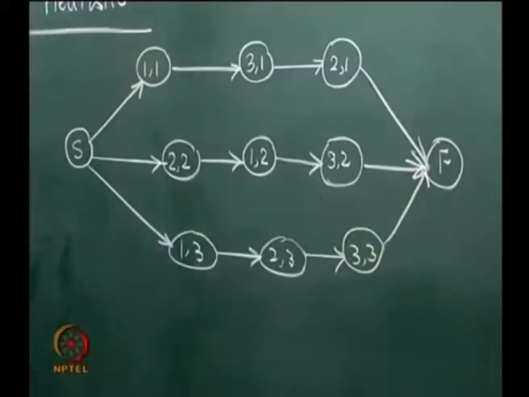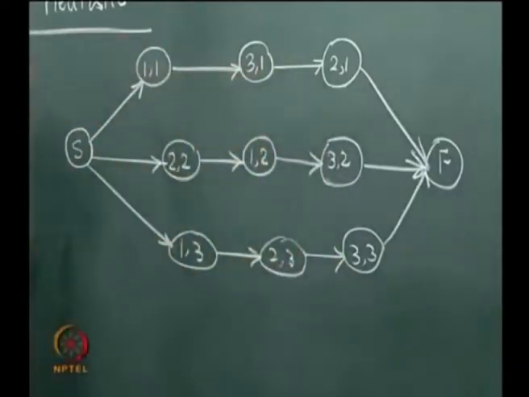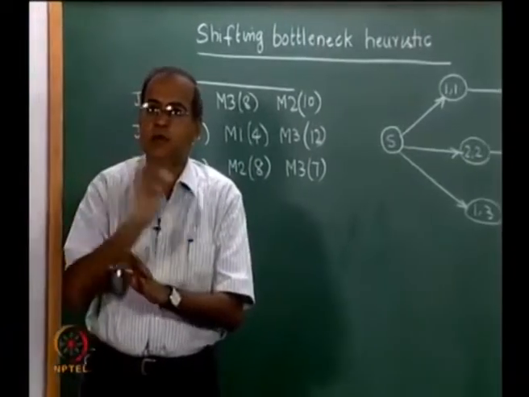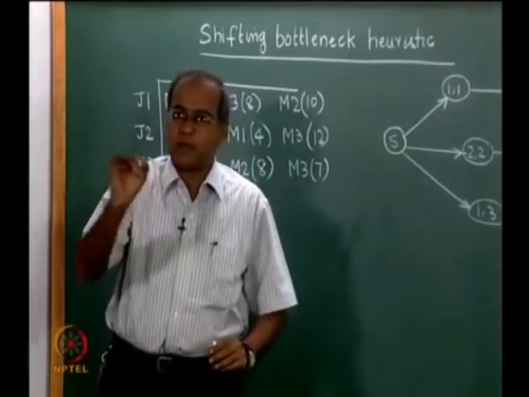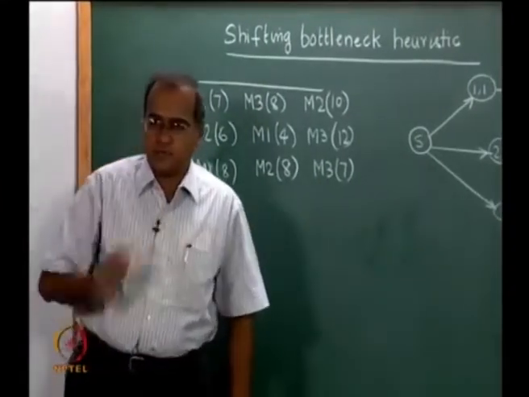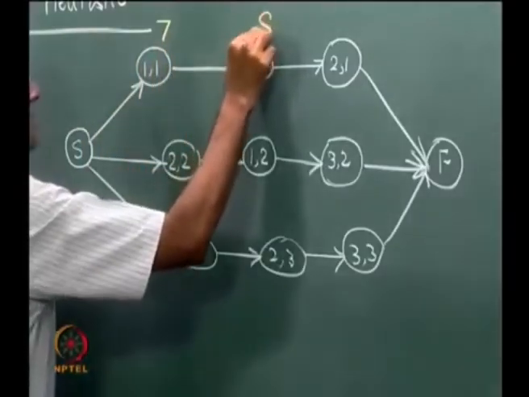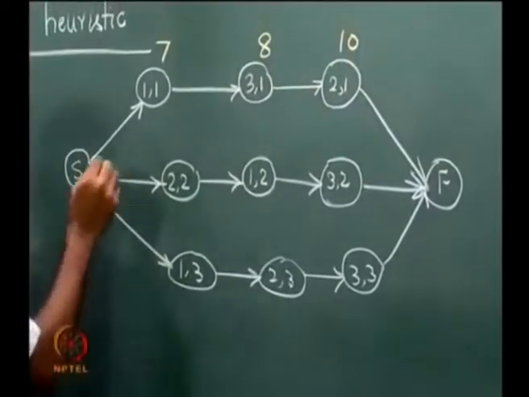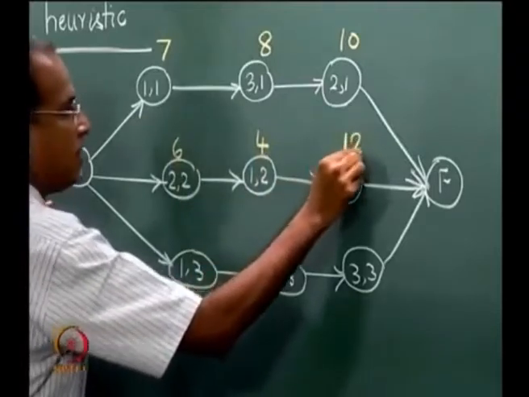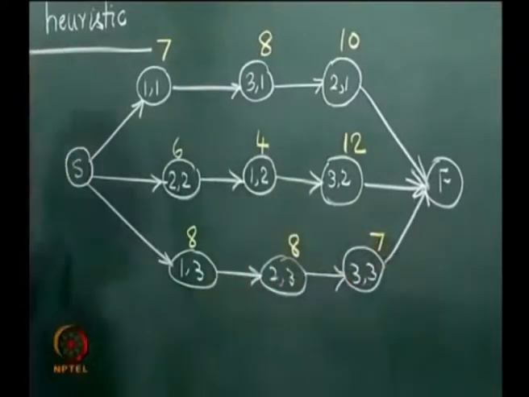We also have a certain processing time associated with each node, and each node represents an operation, which is the visit of a job on a machine. So if a node has i comma j, then j is the job and i is the machine. So this has value 7, this has 8, this has 10, this 6, 4 and 12, and this is 8, 8 and 7.